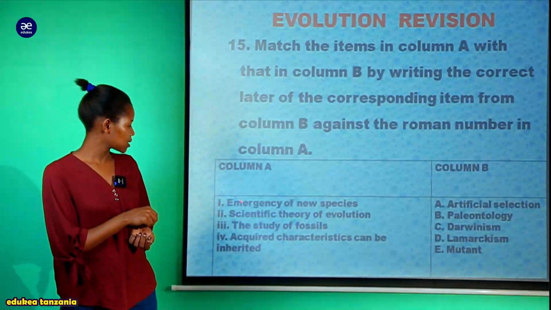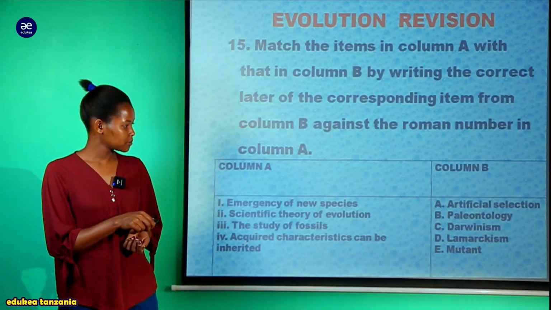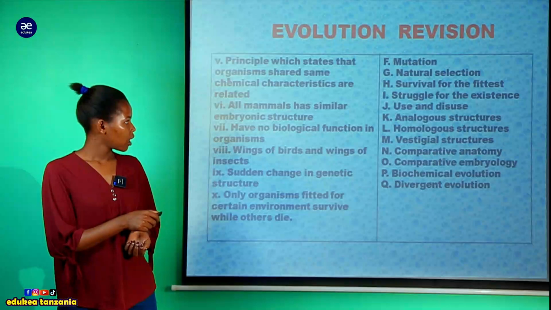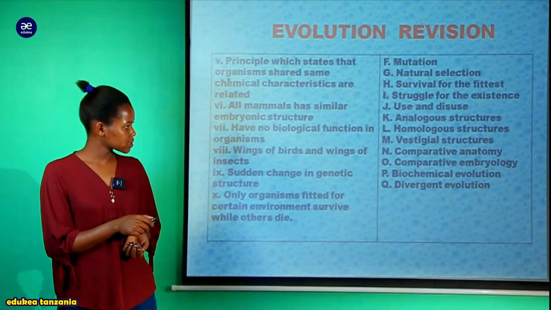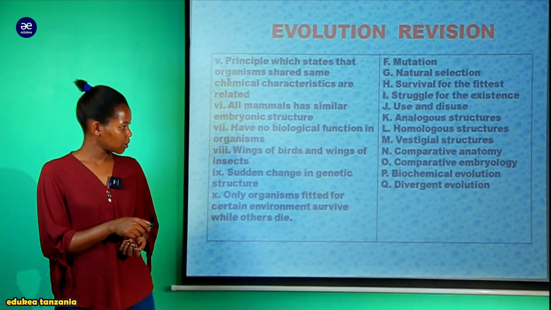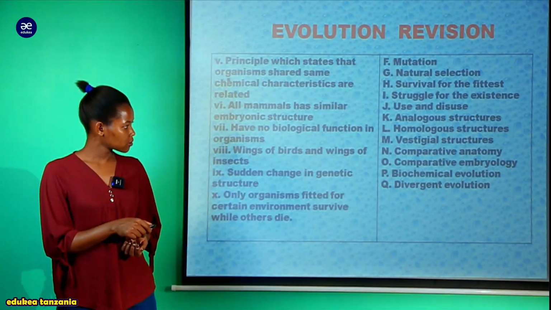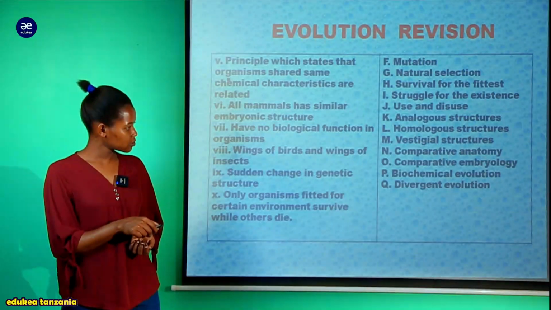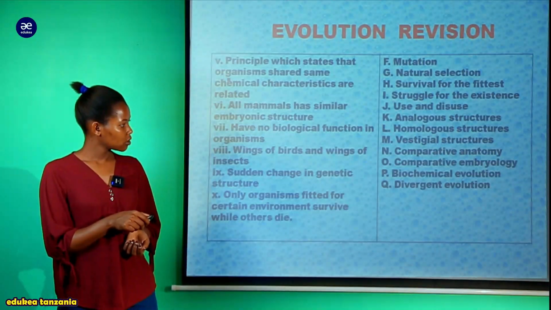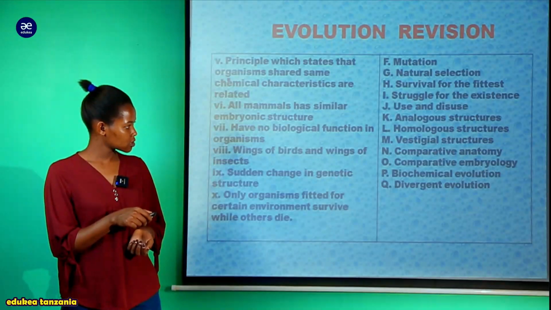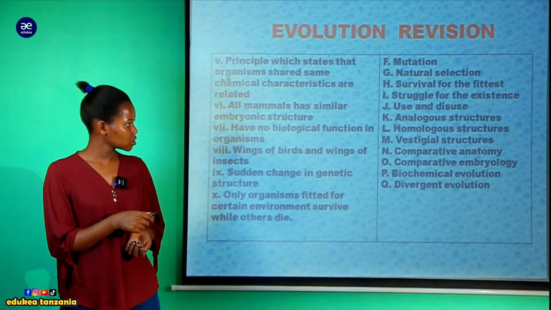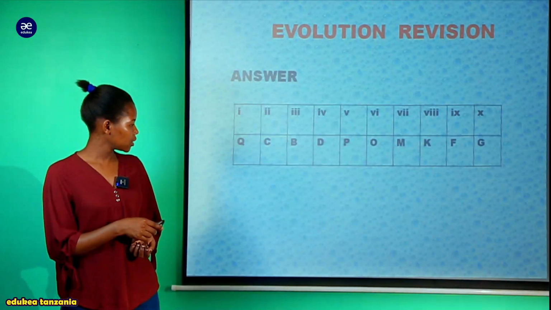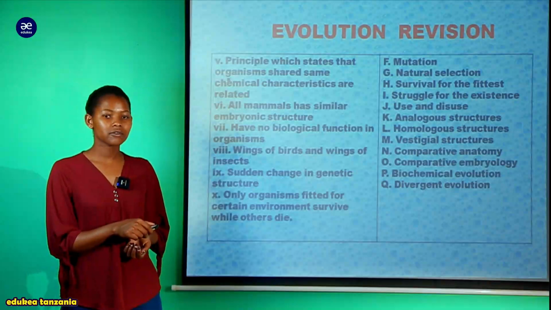Starting with item number 1, you can see emergence of new species. You will go to the column B to get the answer. Emergence of the new species, I think the correct answer will be either the divergent evolution or there is comparative anatomy, comparative embryology. So when you look here, the correct answer is divergent evolution, which is Q.